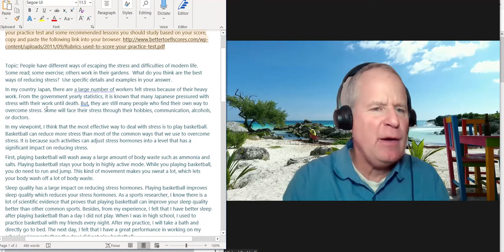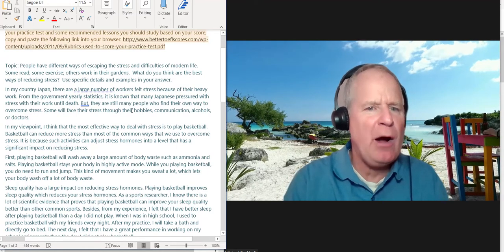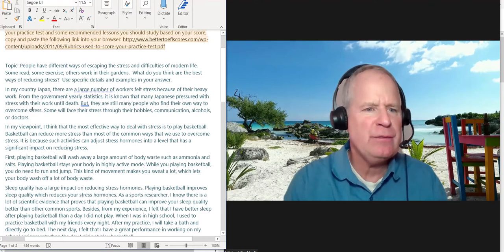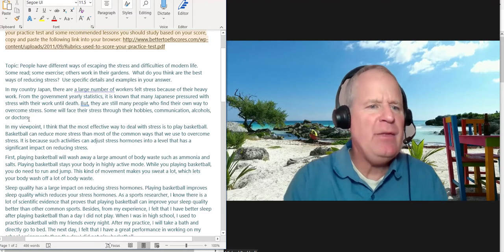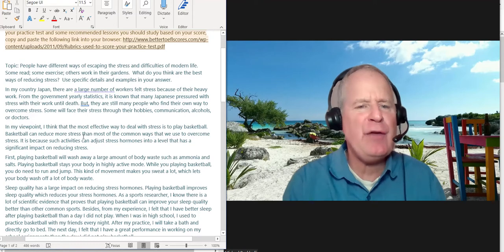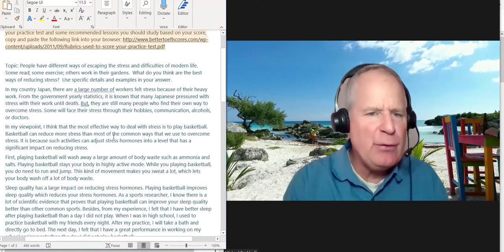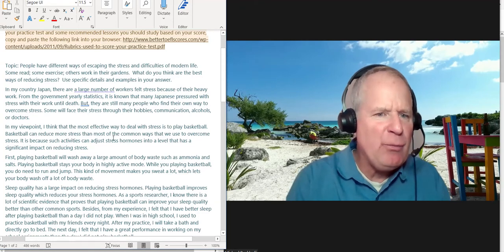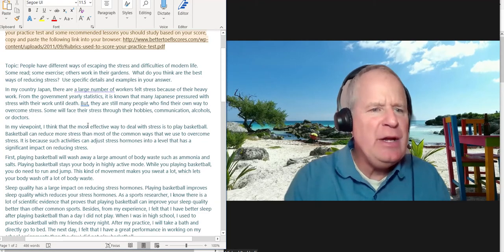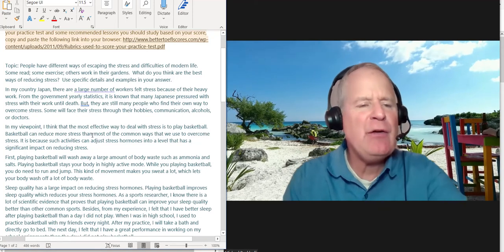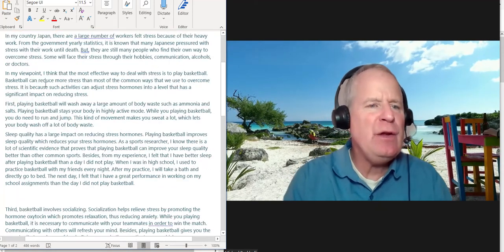So here you say some will face their stress through hobbies, communication, alcohol, or doctors. And then you have another paragraph. I think the most effective way to deal with stress is to play basketball. Basketball can reduce stress in the most common ways. So you need a more specific thesis here that basically connects to these body paragraphs.